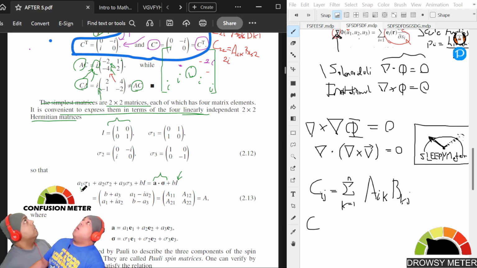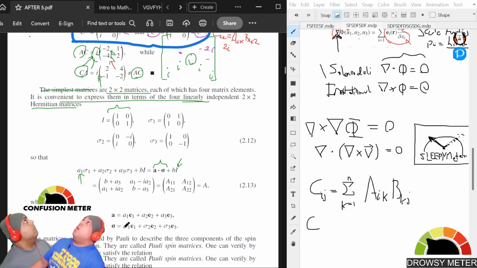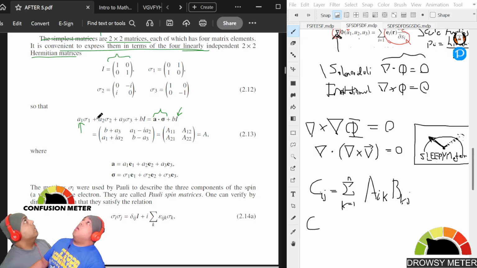You're multiplying A1. What is A1? Okay, well, we're gonna see it here. A1 plus A dot this plus B1. A dot this. What does dot product mean? Okay, dot product means you multiply the components by each other, the same components by each other.